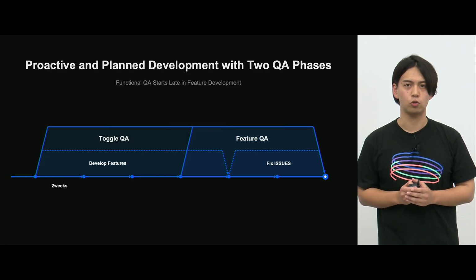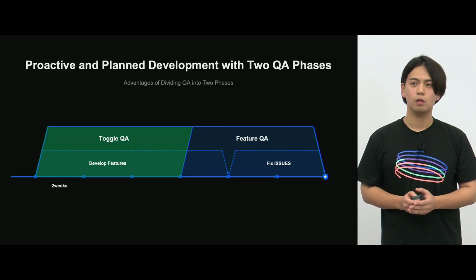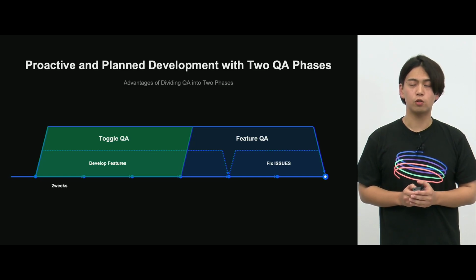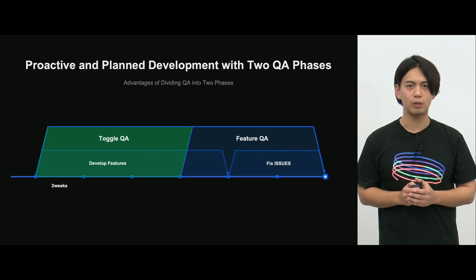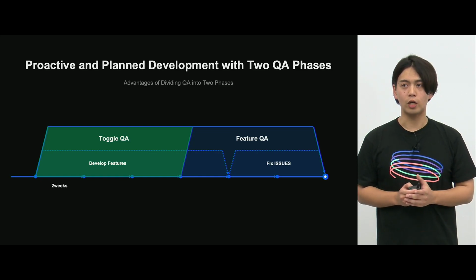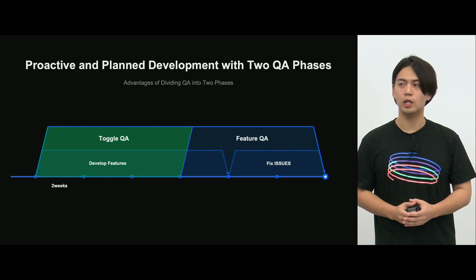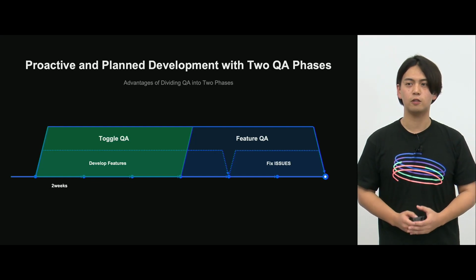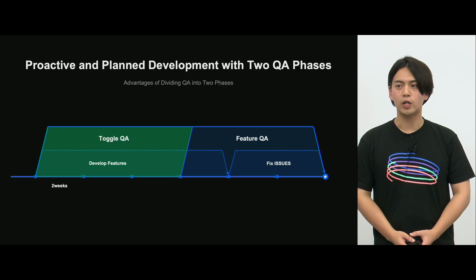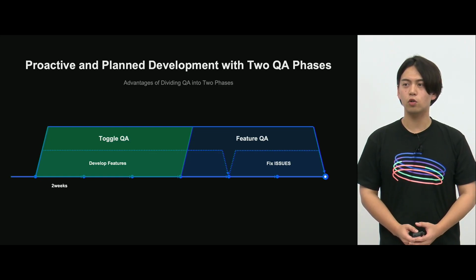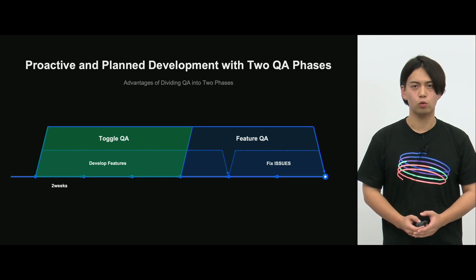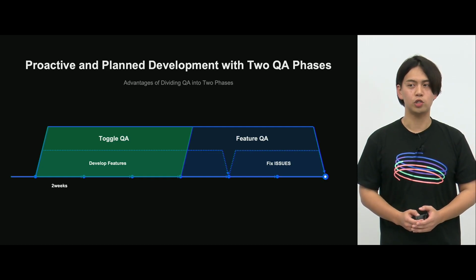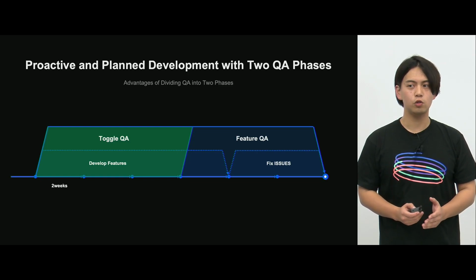So what are the benefits of using two different periods? First, the first half of the development can be focused on developing new features. This is because during this period, toggle QA ensures that existing functions are not exposed or degraded. This allows us to focus on the development of new features during the first half, and since toggle QA ensures that existing features are not exposed, the function QA does not take up any of your time.